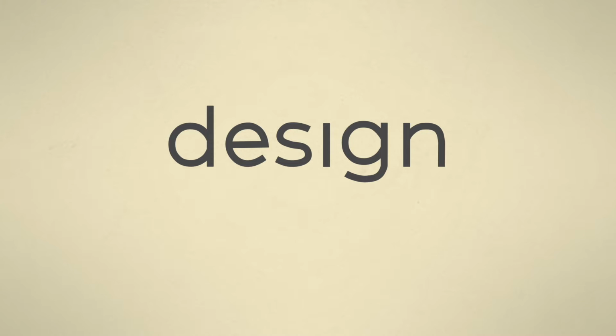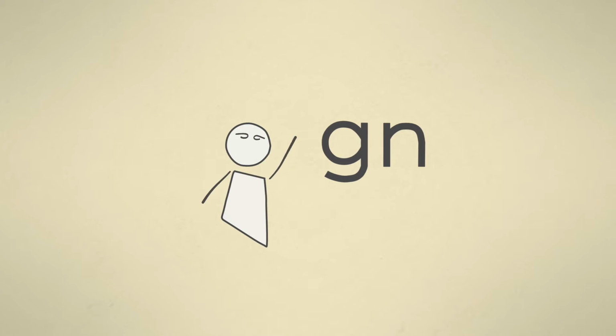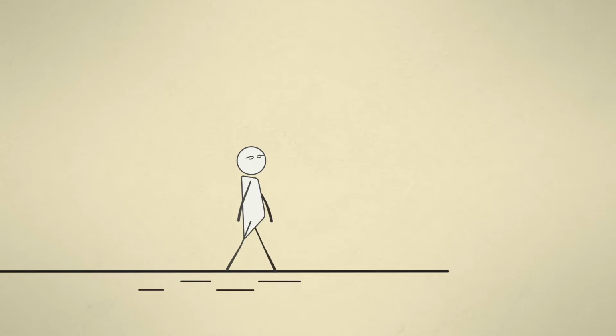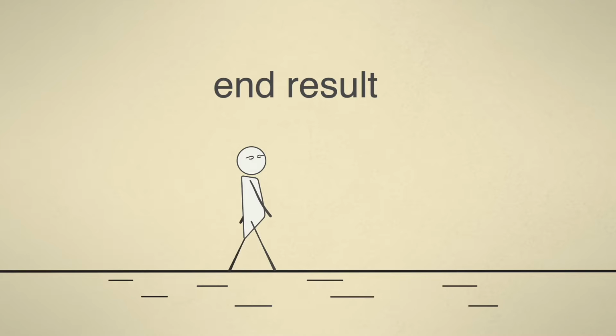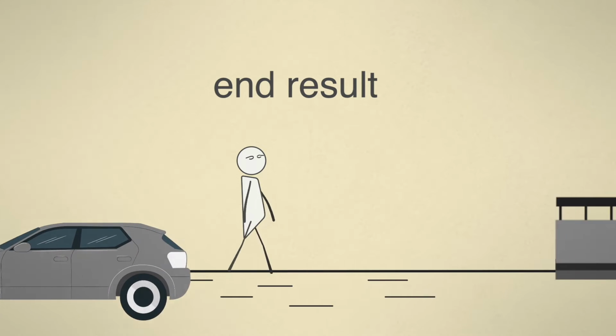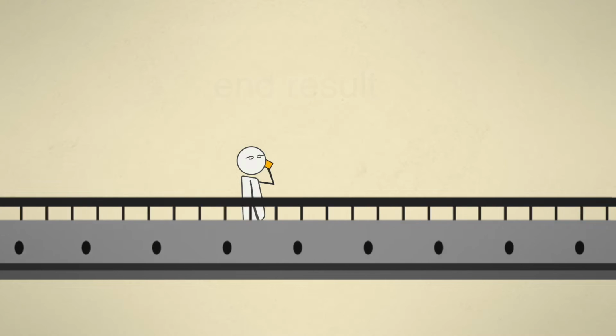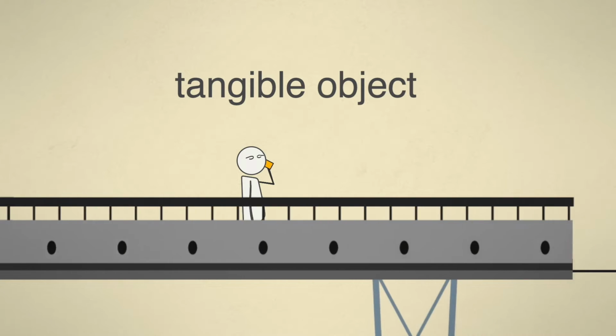Think about the word design. For many of us, this word makes us think about how things look, or maybe how they feel or function. But generally, we think about the end result. We think about a product, a thing, and maybe a big thing like a bridge, or a small thing like a phone. But we usually think of a tangible object.